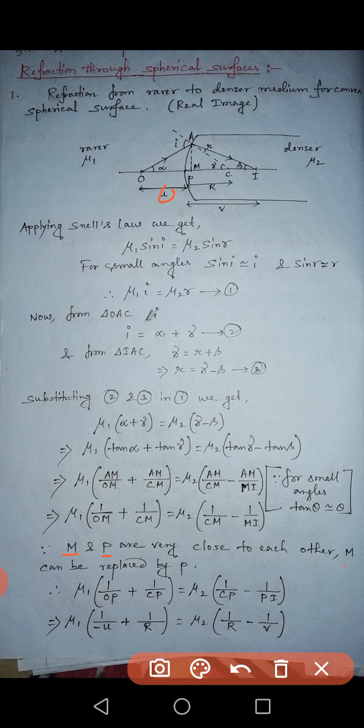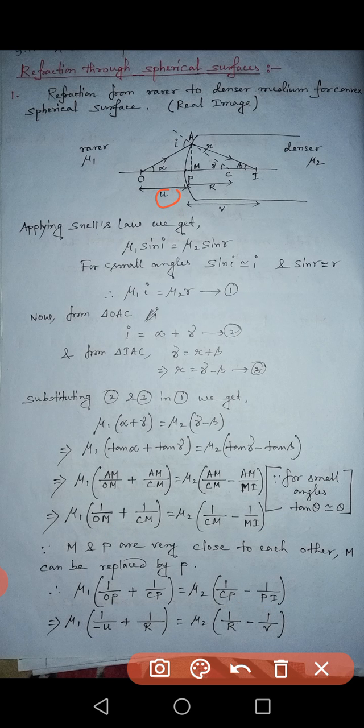So that is why M is replaced by P in the above equation. So this will be what? OP then, OP. CM will be CP. CM will be again CP. MI will be PI. Now from the figure, OP means OP, this is u, object distance.